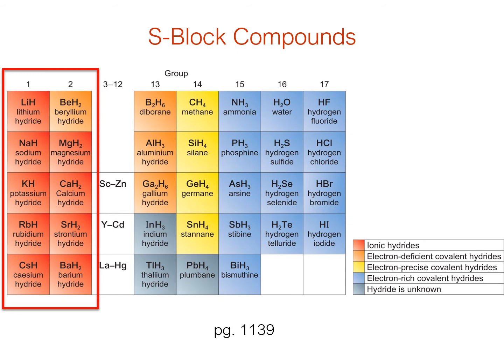So let's work our way through all the groups and see how the hydrides behave. We're going to start with the S block, which is on the left-hand side, and these are the ionic hydrides.